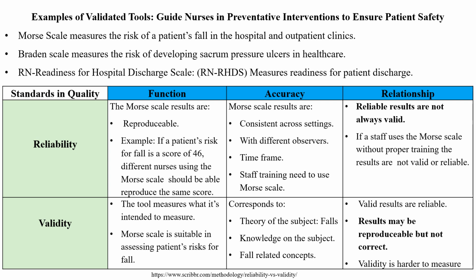Under column 3, accuracy, the Morse scale results are consistent across settings. This is to mean that nurses in different specialties and nurses in outpatient or inpatient settings should also be able to use this scale and have accurate scores for patients.